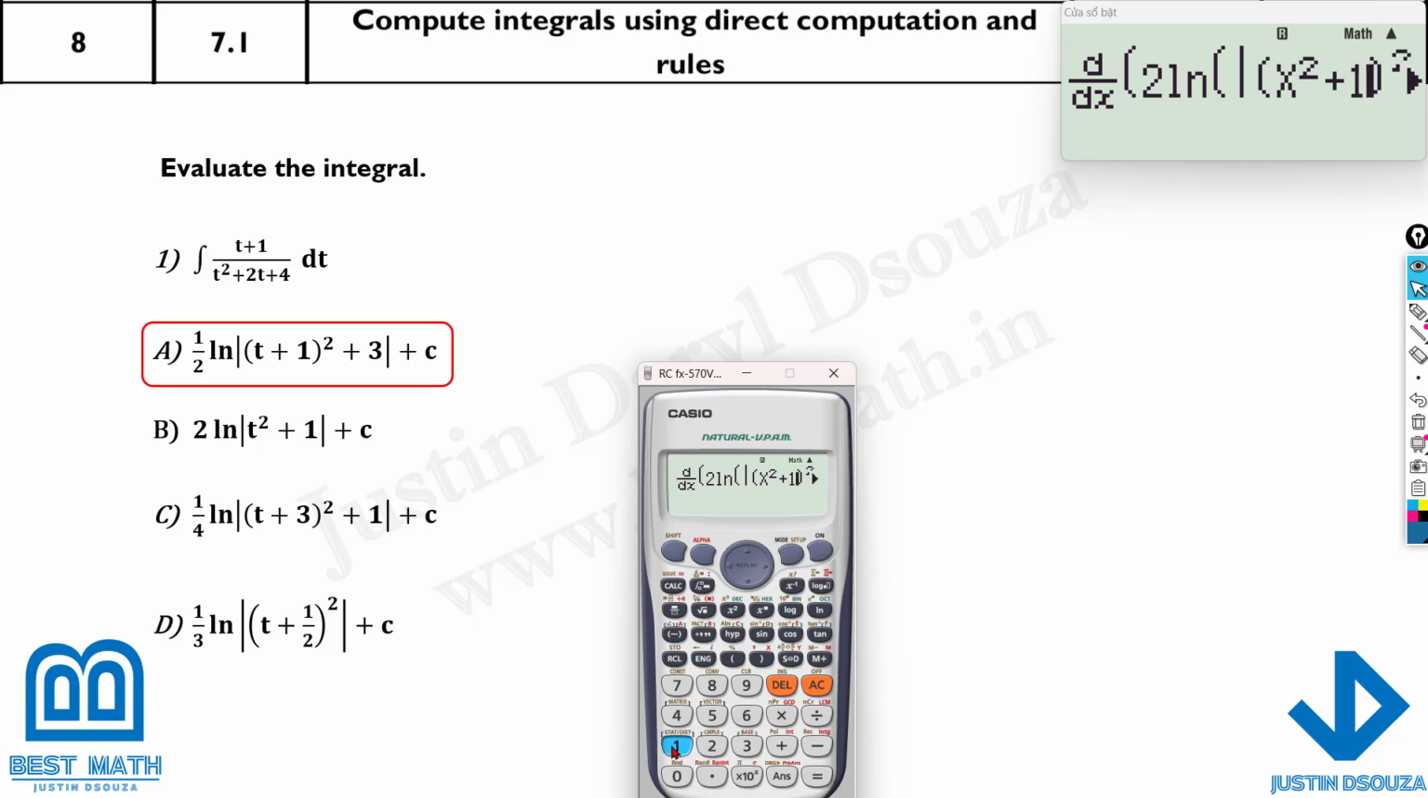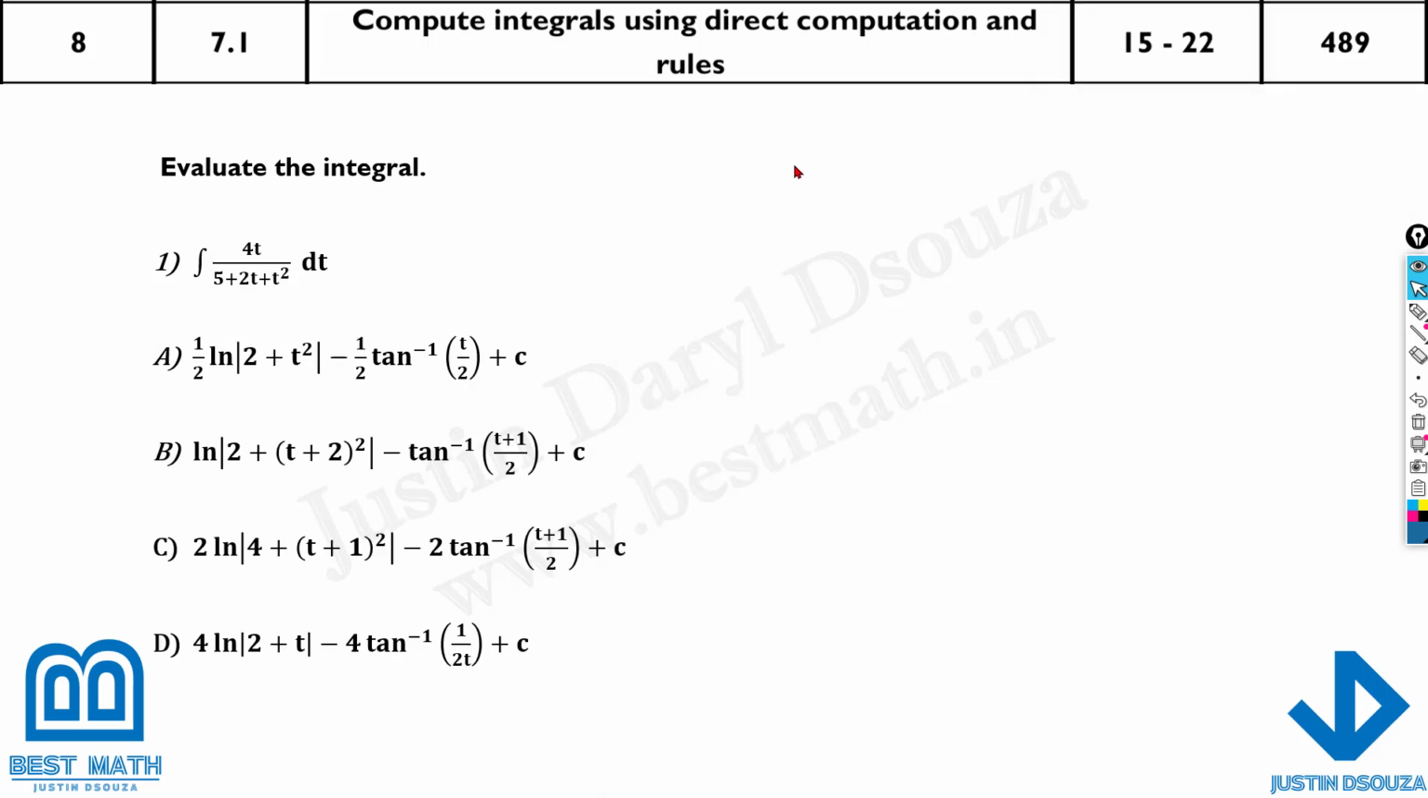Plus 1, and the bracket is closed, but there is no power and there are no extra terms. So is this correct? No, it's 1.6, it's not 0.25. This is the correct answer, which we saw at the beginning. It's only option A. Here as well, we can use the calculator and get the answer directly.